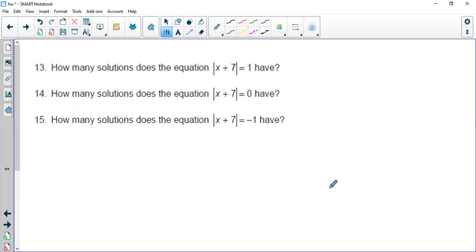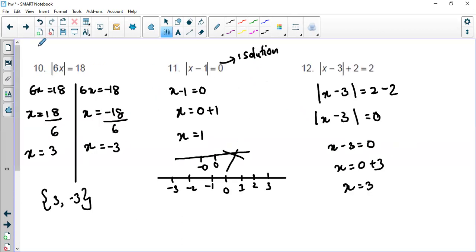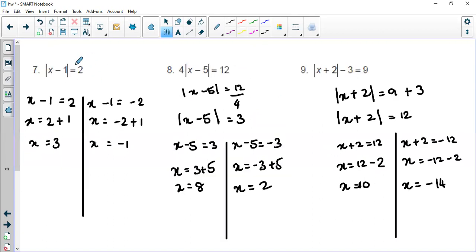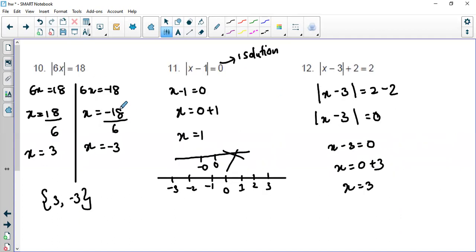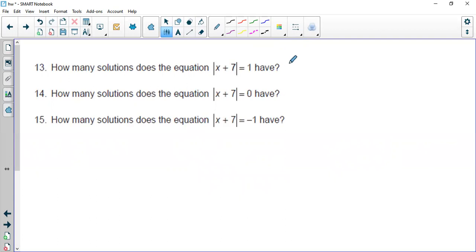Let's move on to these questions. Okay, now these are completely related to the lesson which we learned. So here they are asking how many solutions does the equation absolute value of x plus 7 equal 1 have? So here it is equal to 1. So if it is equal to 1, you just consider it as the other absolute value equations, just like 6x equals 18, x minus 1 equals 2. So how many answers did we have here? We had 2. So this will also have 2 solutions.